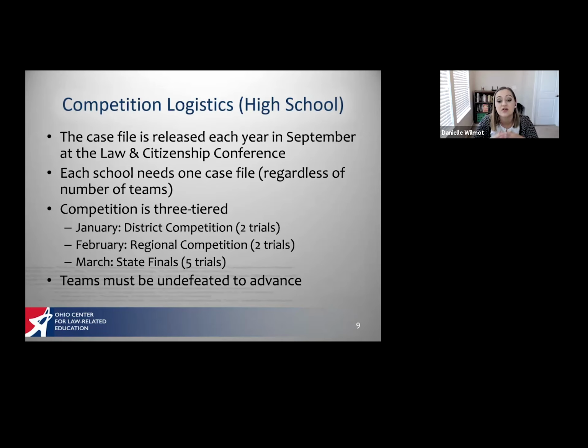And the way that we have it is teams must be undefeated to advance. There are a few exceptions to that, but again, all of that information is covered in your rules. So your mock trial rules really are your mock trial Bible because it's going to have the answer to most of your questions. So any exceptions to what I mentioned above will be included in the mock trial rules as well. So definitely familiarize yourself with those.